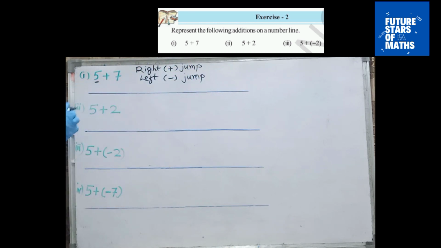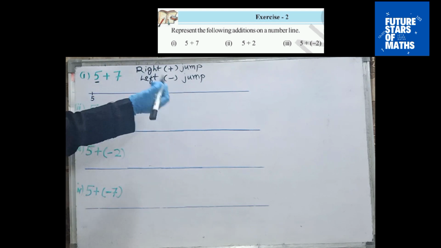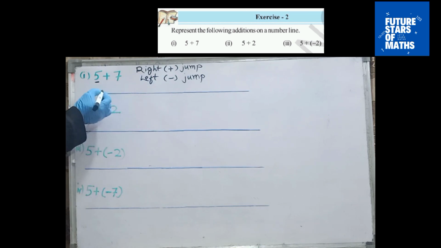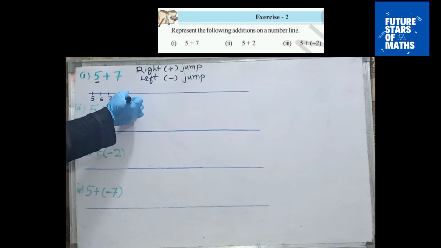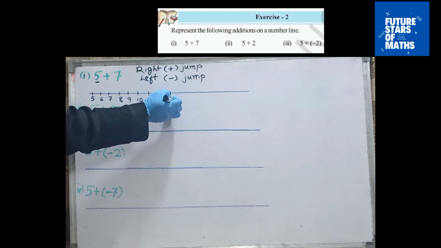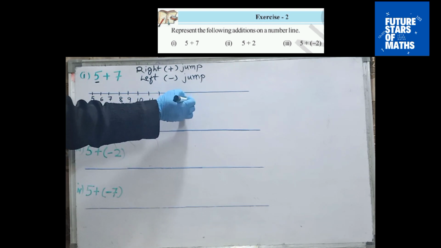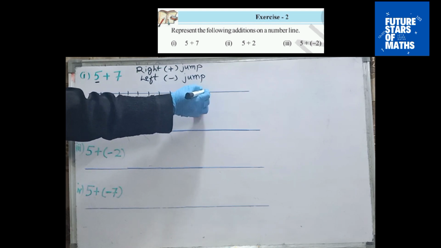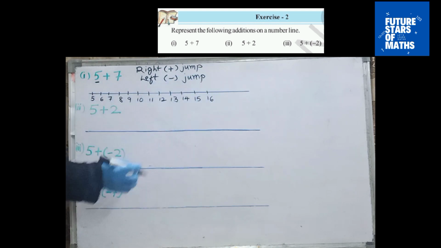at the left side. Now we have to add. So the first number we have is 5. On the number line we can start writing from 5. Since we are adding, the numbers should be on the right side. So I'll write numbers from 5: 5, 6, 7, 8, 9, 10, 11, 12, 13, 14, 15, 16 and so on.